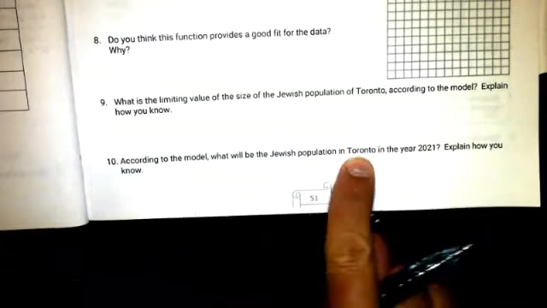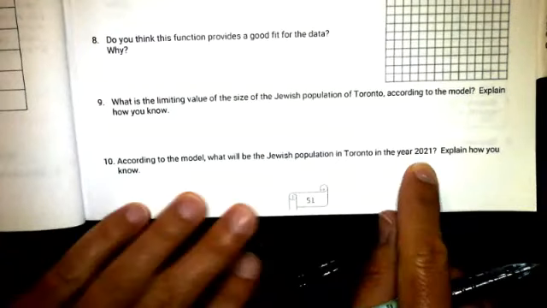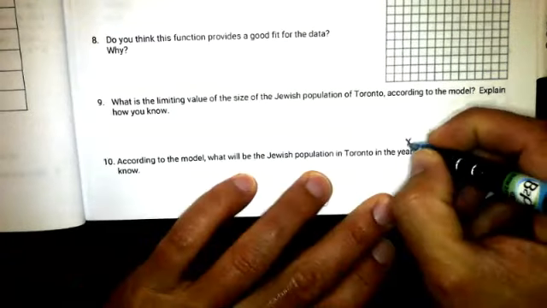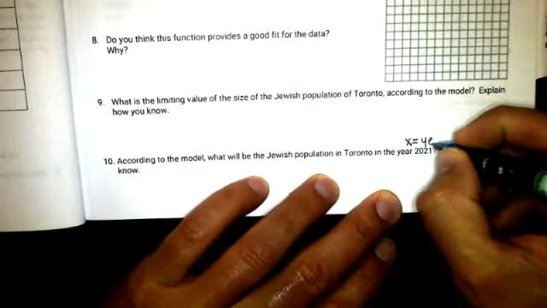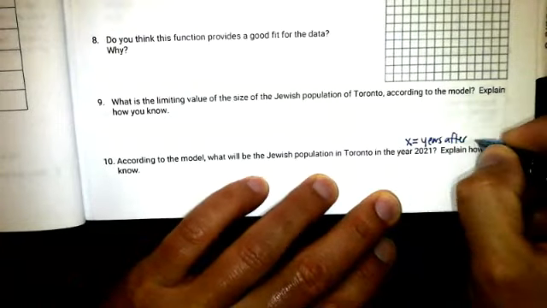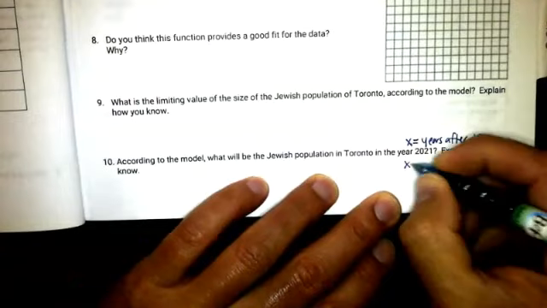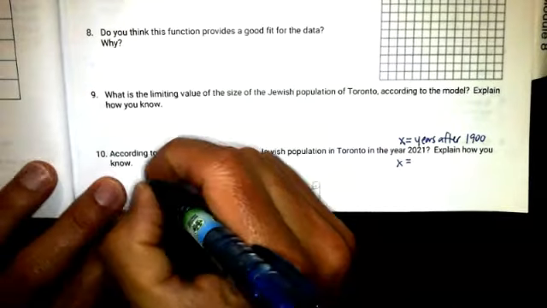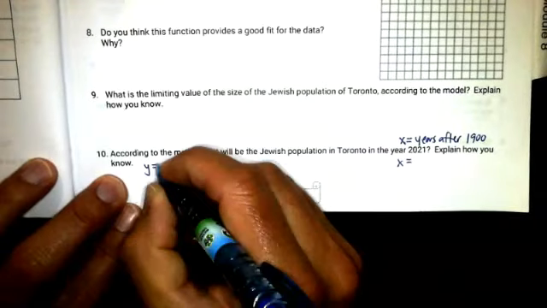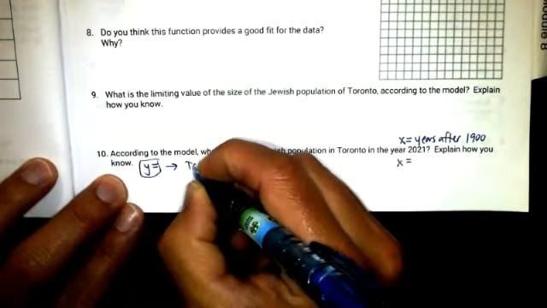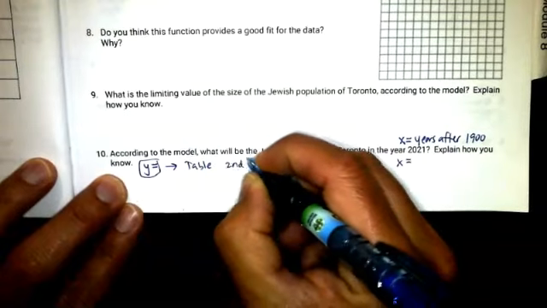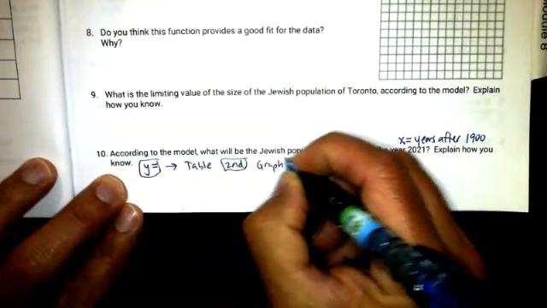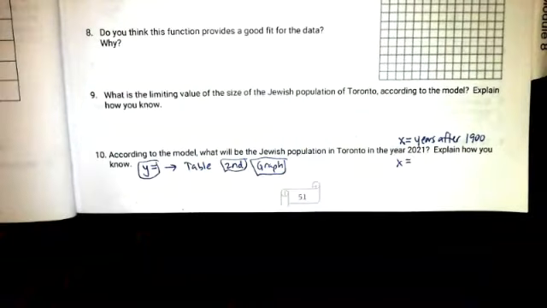And then finally, what will the Jewish population be in the year 2021? Remember, X is going to be the years after 1900. So you have to figure out what your new X would be. And then I suggest maybe storing your equation into y equals, and then going to look at your table. Remember that's second graph. You can try and do that. And if you don't have access to a calculator, get in touch with your teacher and we'll try and make it happen for you.